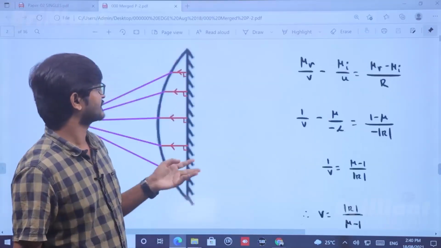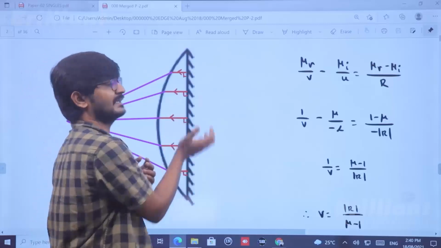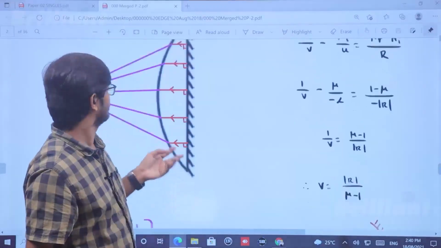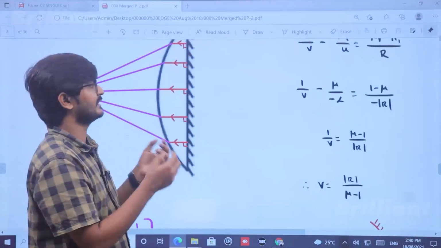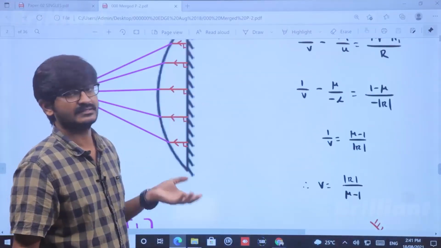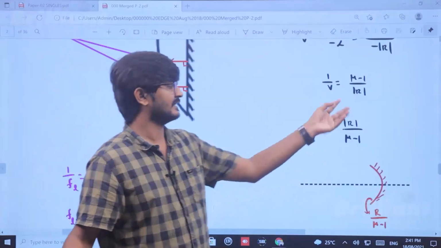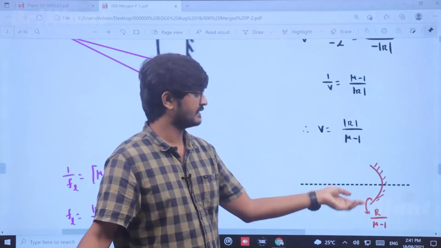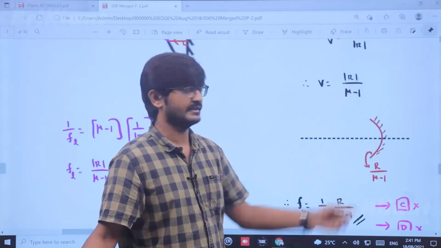So if it behaves like a mirror, then because it behaves like a mirror, you need to keep the object at the center of the radius of curvature, right? So that the image will be formed there itself. So this is the radius of curvature of the effective mirror, right? Radius of curvature of effective mirror.